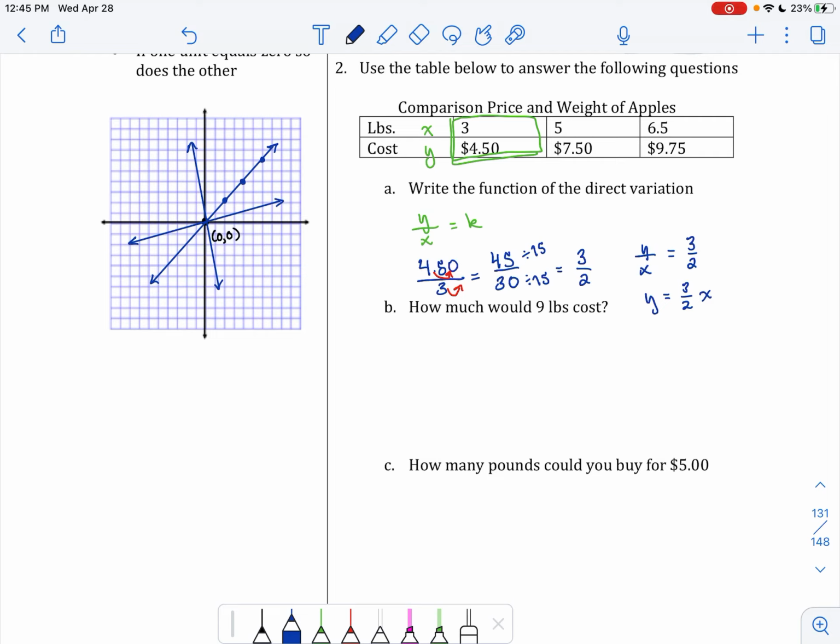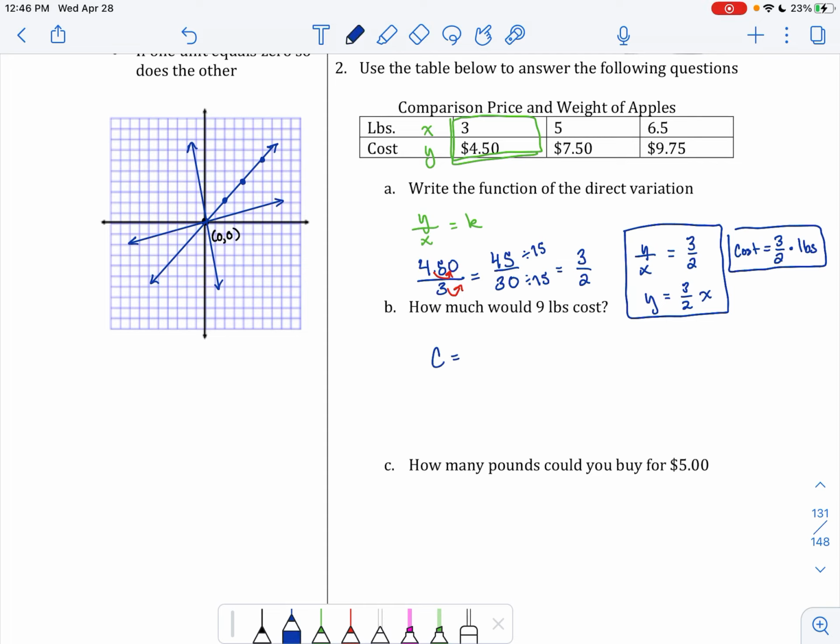You could also say y is equal to 3 over 2 x. In this case, our cost, you might use different variables. You could say cost is equal to 3/2 of pounds, like that. But we're used to using x and y variables, so both of these are going to be a more common answer. Now, how much would 9 pounds cost? Well, using this formula, we can deduce that the cost is equal to 3/2 times the weight.